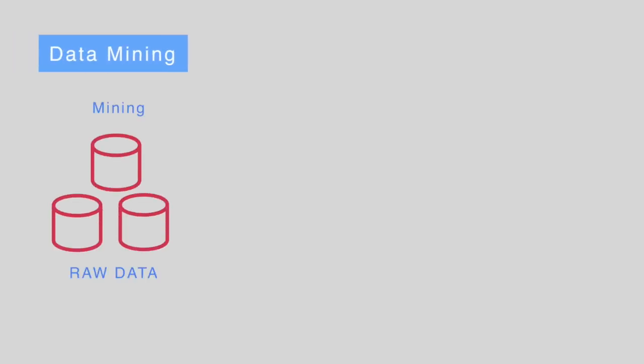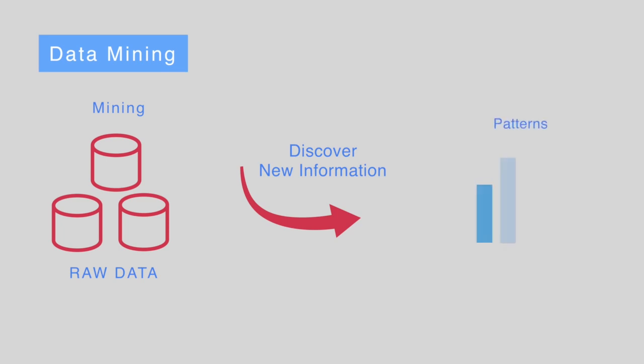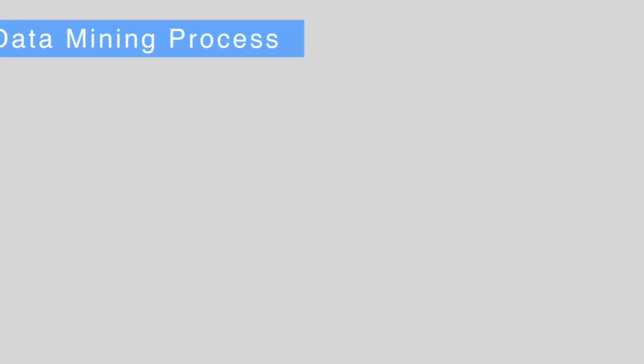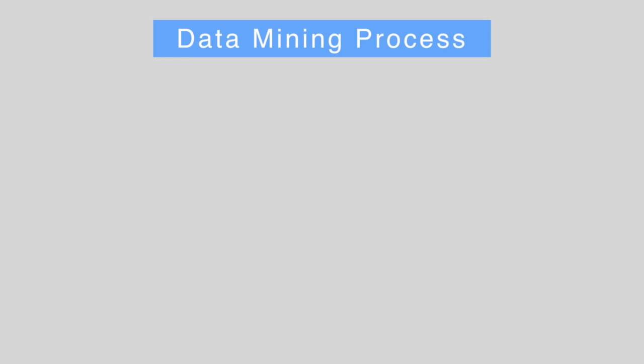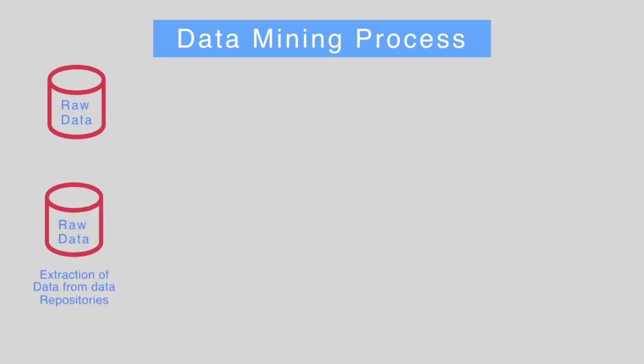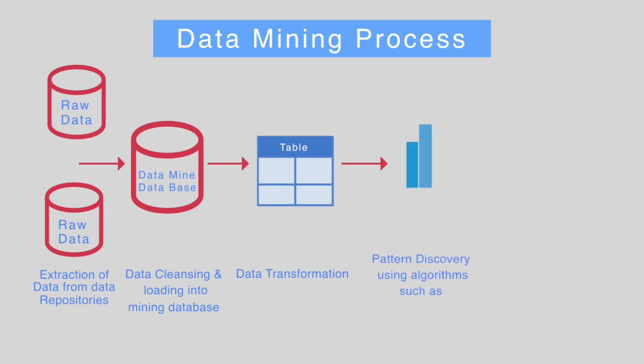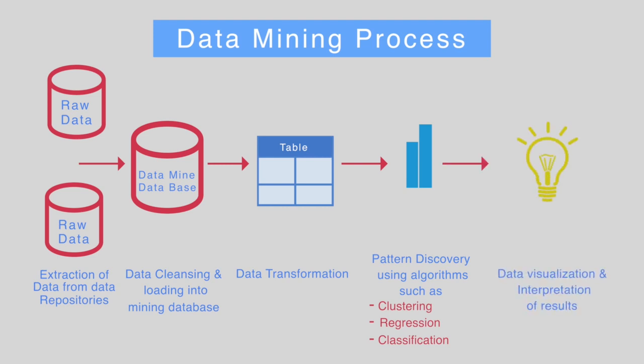Data mining is the discovery or mining of new information from the vast amount of data in terms of patterns or rules. Data mining is also known as data discovery or knowledge discovery. The data mining process includes the following stages: extraction of data from data repositories, data cleansing and loading into mining database, data transformation, pattern discovery using algorithms such as clustering, regression, classification, and finally, data visualization and interpretation of results.